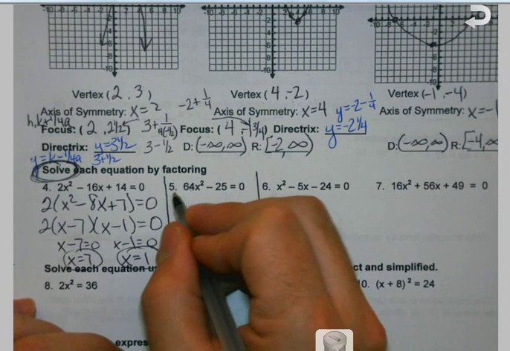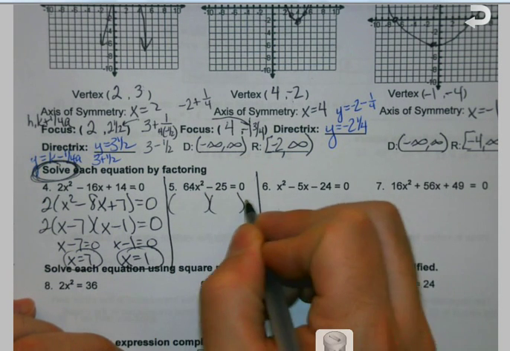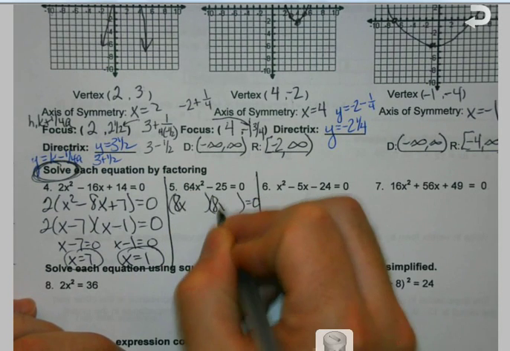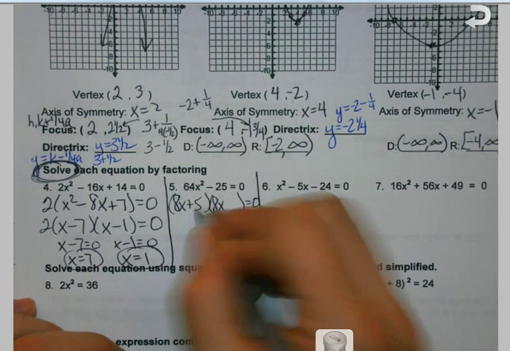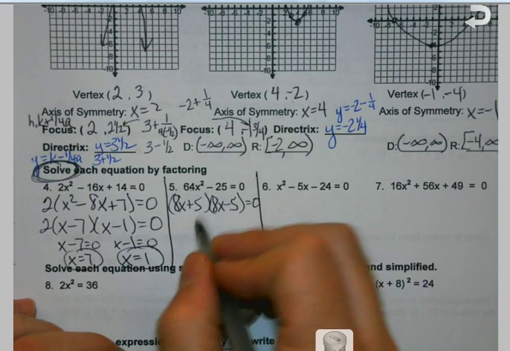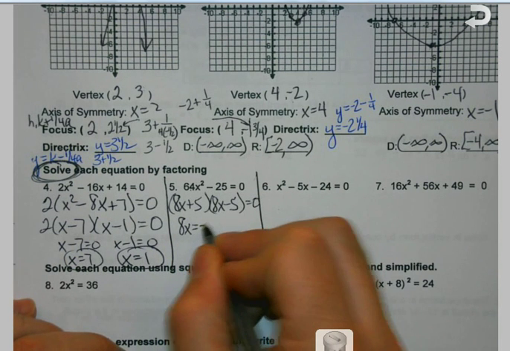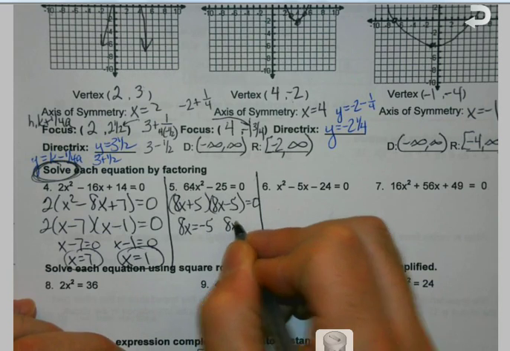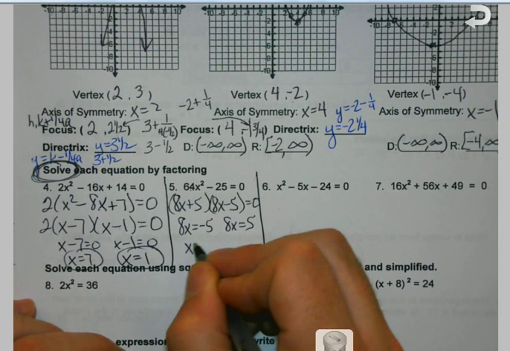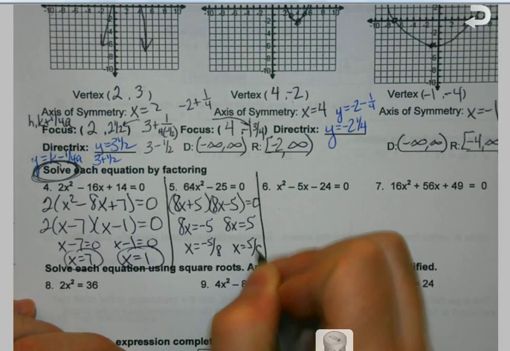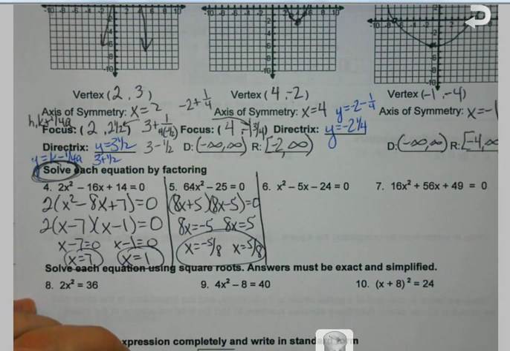Here, the shortcut, difference of squares. What do I square to get 64? 8. What do I square to get 25? 5. And again, set those each equal to 0. So in one we'll subtract the 5 over, the other will add it. And we're good to go.